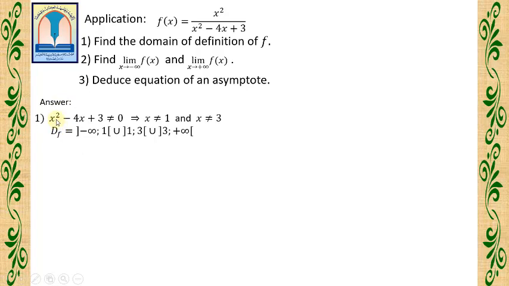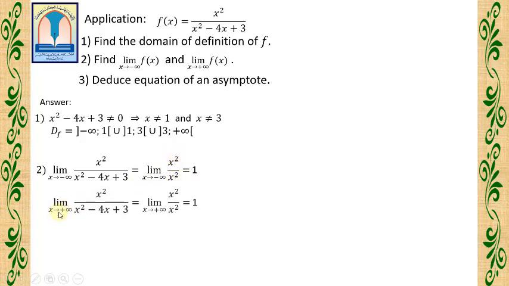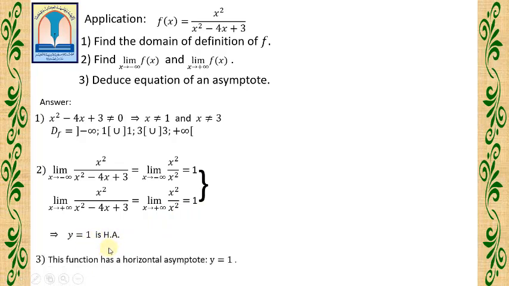Answer: the denominator is different from 0, then x is different from 1, and x is different from 3. So domain of definition is (minus infinity, 1) open, union (1, 3) open, union (3, plus infinity). Now limit as x tends to minus infinity of f of x equals limit as x tends to minus infinity of the highest degree terms, which will be equal to 1, and limit as x tends to plus infinity is also equal to 1. So we can deduce that y equals 1 is a horizontal asymptote. Then this function has a horizontal asymptote y equals 1.